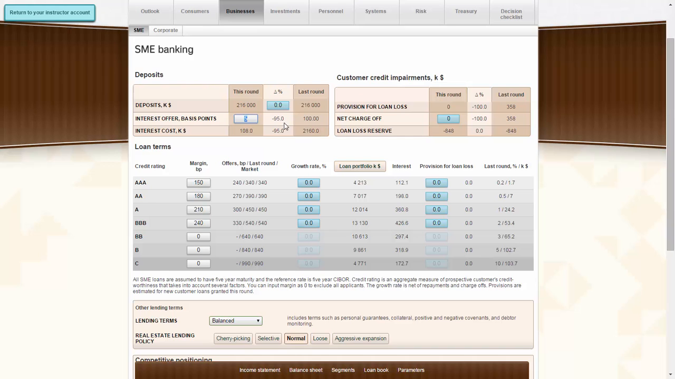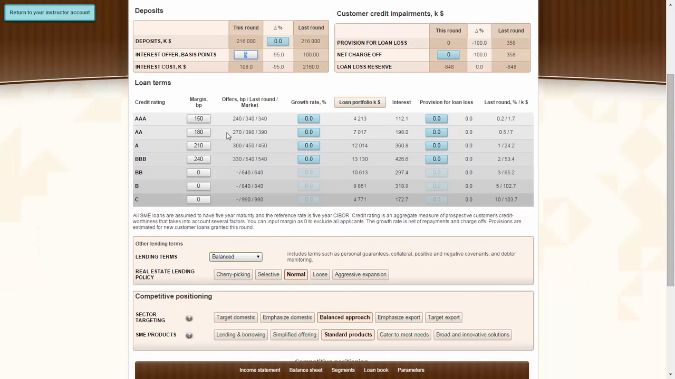And then further on we decide about the loan terms or the pricing for the loans. The SME customers have been divided into different credit ratings, and then we can do the pricing according to the different credit ratings. Here on the right hand side we can see what has been the offer in the previous round, and this offer now includes also the reference rate, which in this case is the 5-year SIBOR.